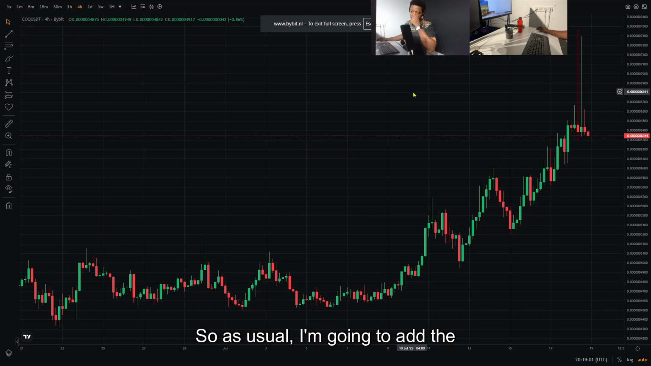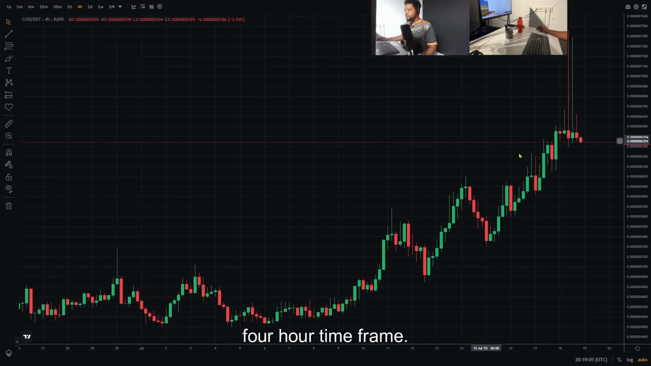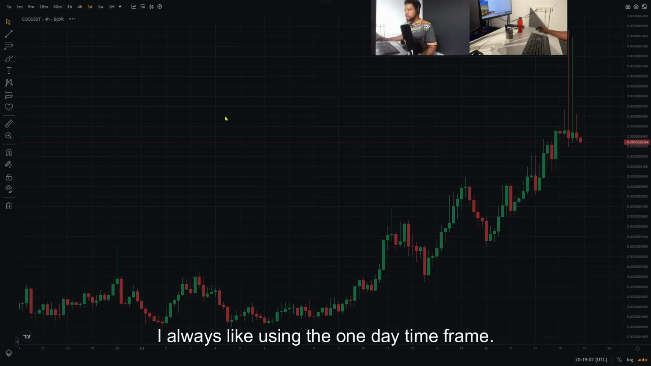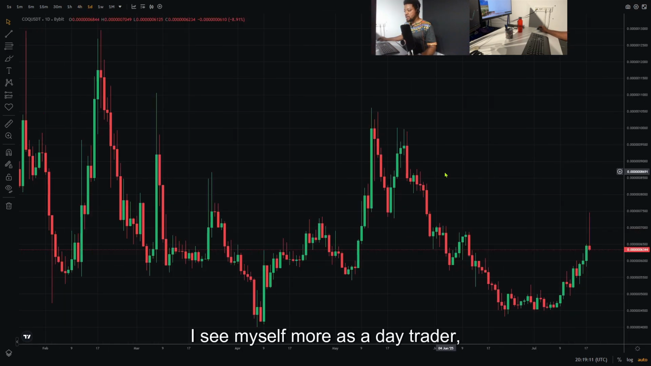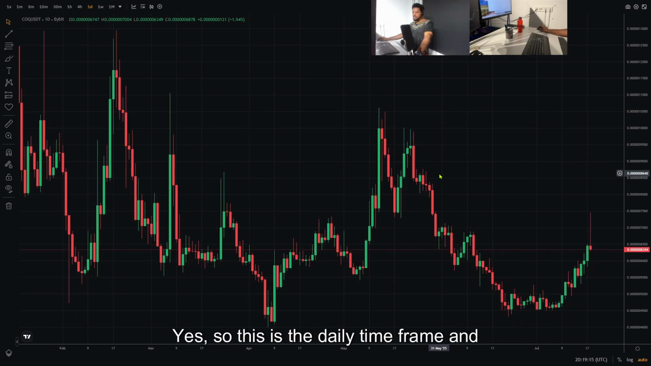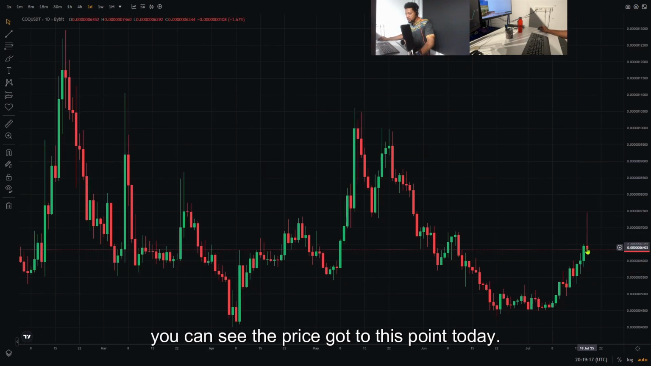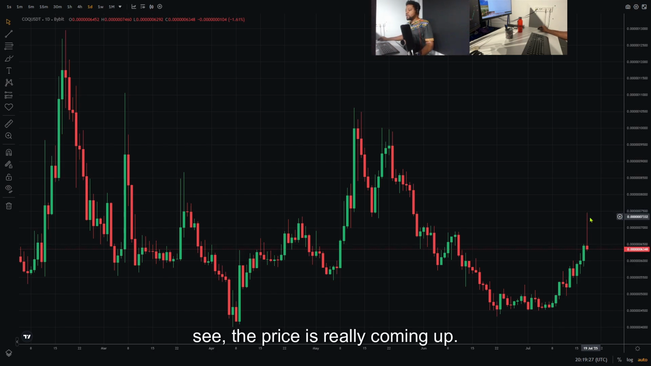So as usual, I'm going to add indicators to the chart. This is the COQ chart, and this is the 4-hour time frame. I always like using the 1 day time frame, because I see myself more as a day trader, so I tend to do things daily. This is the daily time frame, and you can see the price got to this point today. Today is the 18th, and it got to 7435. Wow, you see the price is really coming up.